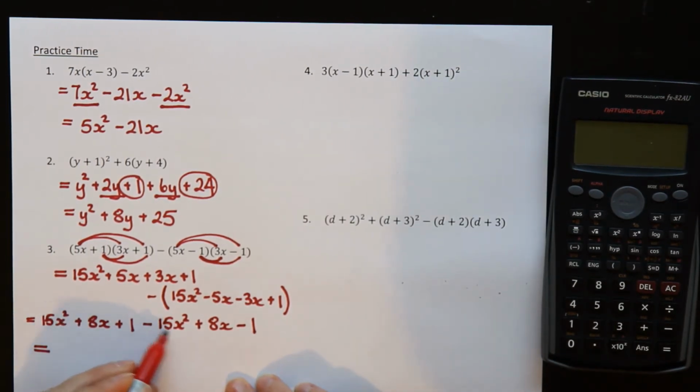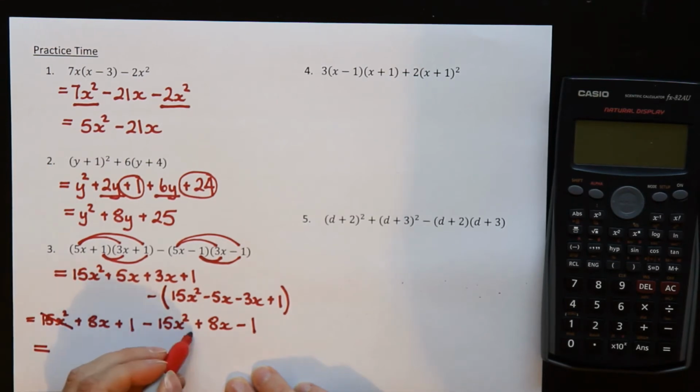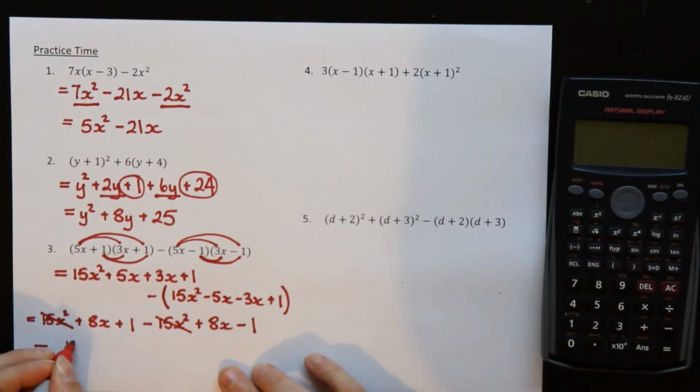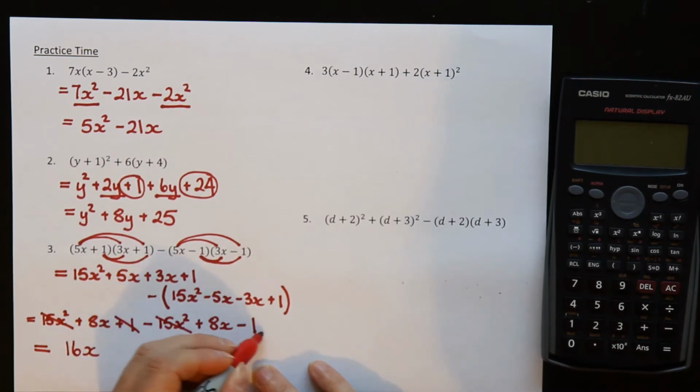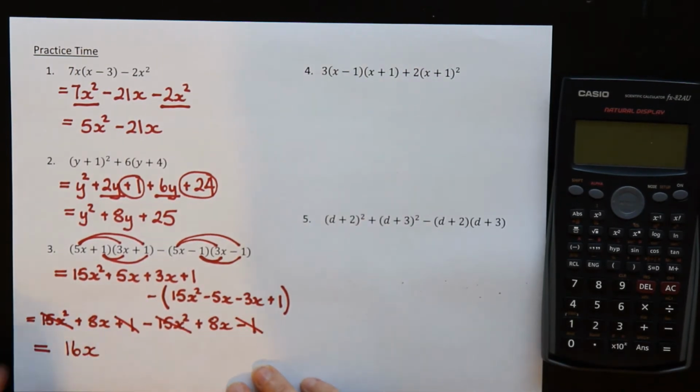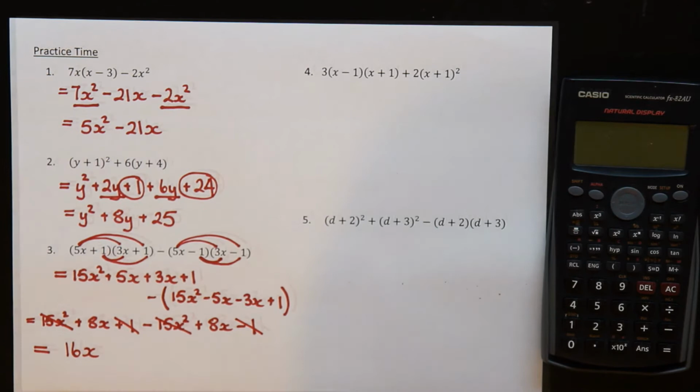But there is still more collecting up to be done. 15x squared minus 15x squared is nothing. 8x plus 8x is 16x, and 1 minus 1 cancels off. So it all comes down to a 16x.